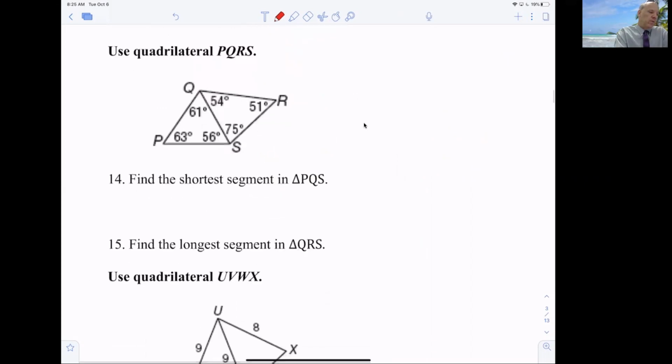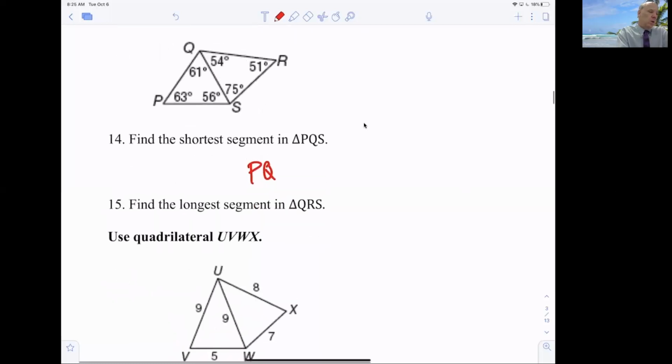All right, find the shortest segment in triangle PQS. This was kind of easy. What is it? PQ? Everybody good? The longest in QRS. Yeah, sorry, QR. All right.